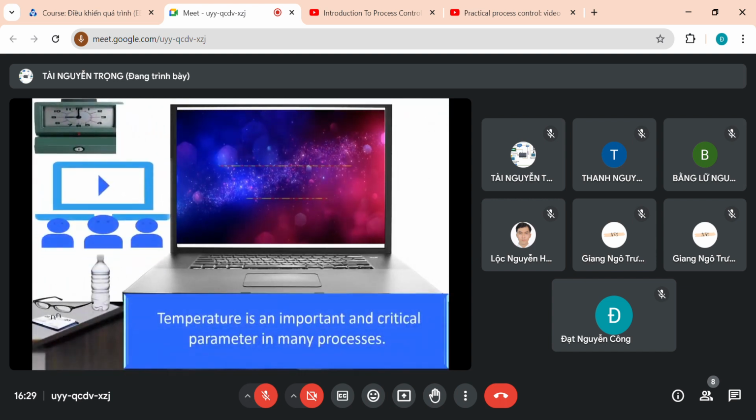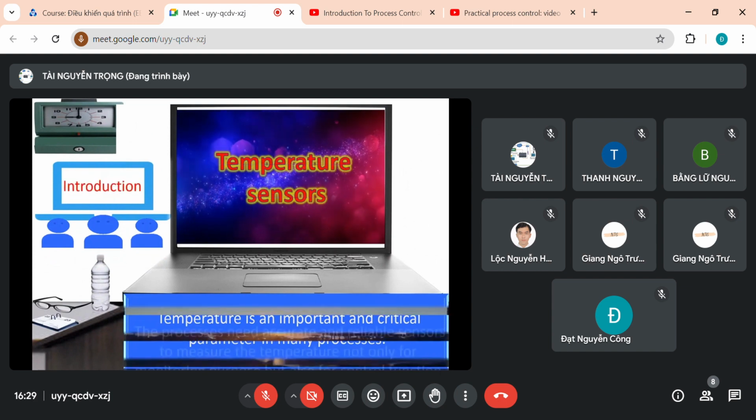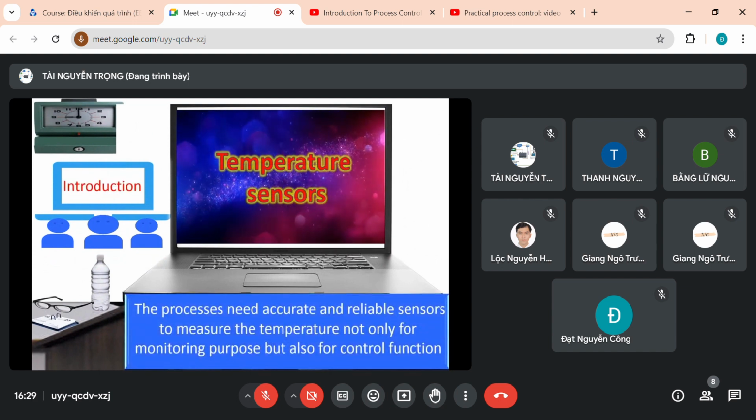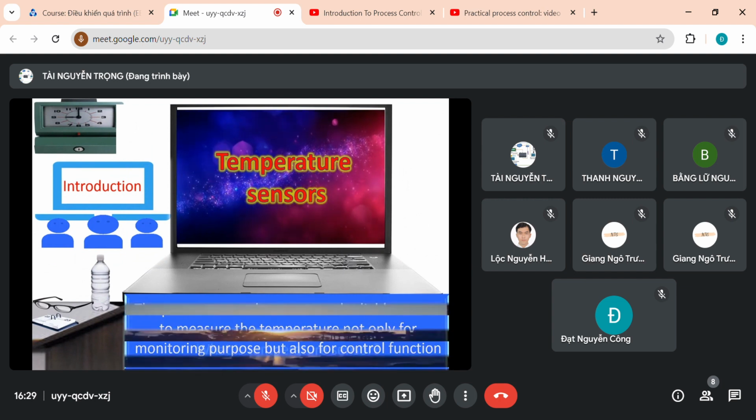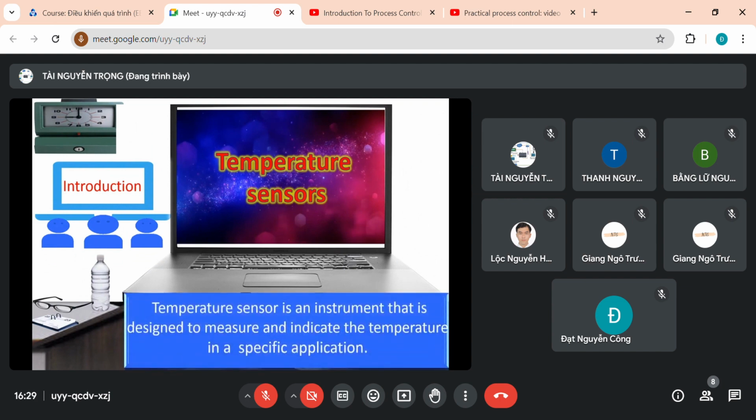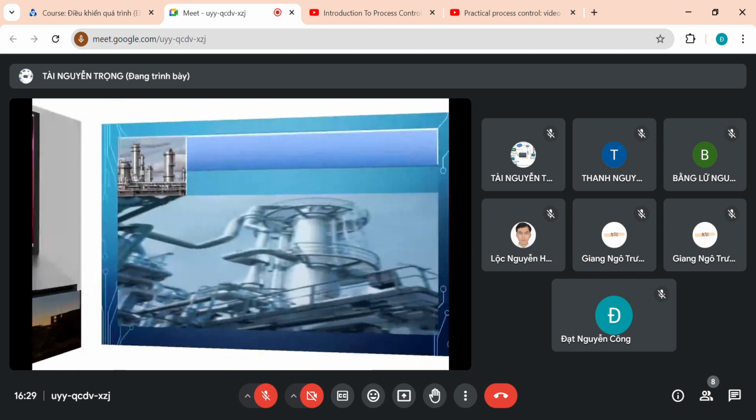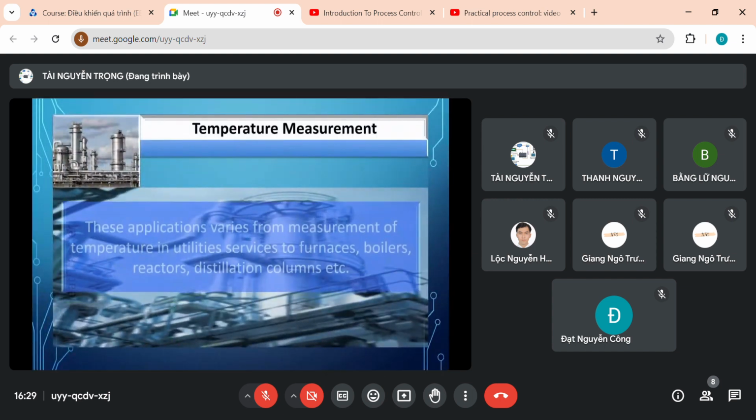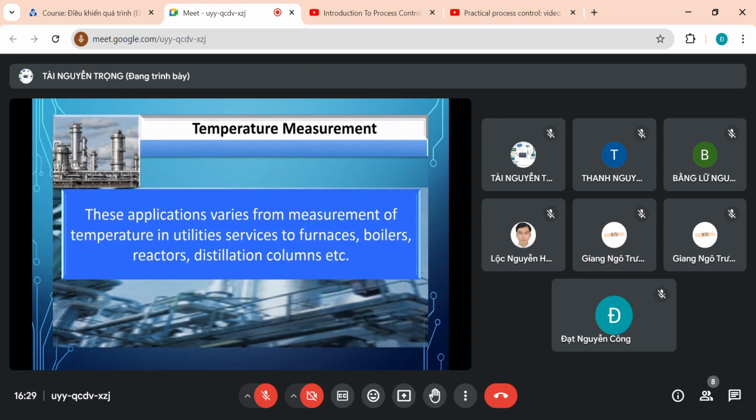Temperature is an important and critical parameter in many processes. The processes need accurate and reliable sensors to measure the temperature, not only for monitoring purpose, but also for control function. What is temperature sensor? Temperature sensor is an instrument that is designed to measure and indicate the temperature in a specific application. These applications vary from measurement of temperature in utility services to furnaces, boilers, reactors, distillation columns, etc.